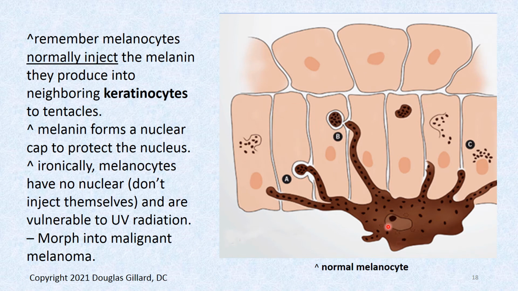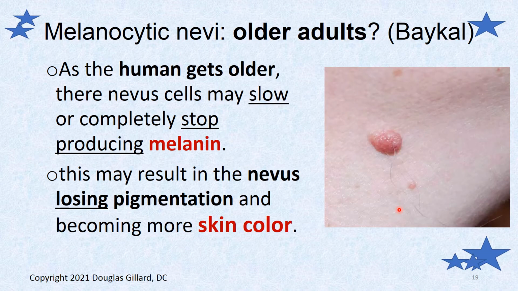Remember, a melanocyte has tentacles, and the melanocyte injects all the neighboring keratinocytes. Its job is to protect. Its job is to inject these keratinocytes with melanin, and then the melanin forms a cap, kind of a nuclear cap, which protects the keratinocytes from UV radiation damage. And the great irony is the melanocyte is injecting all these and protecting them, but it forgets to do itself. It has no nuclear cap itself, therefore it is susceptible to UV radiation, and that causes melanoma.